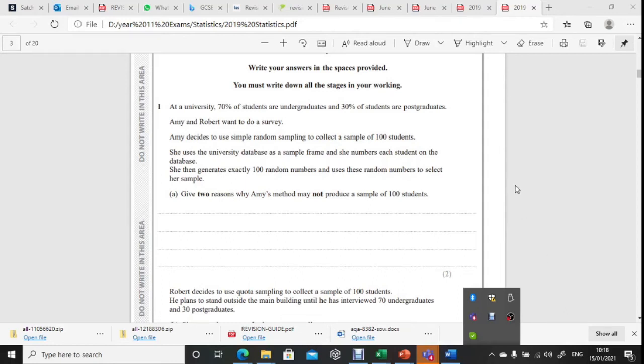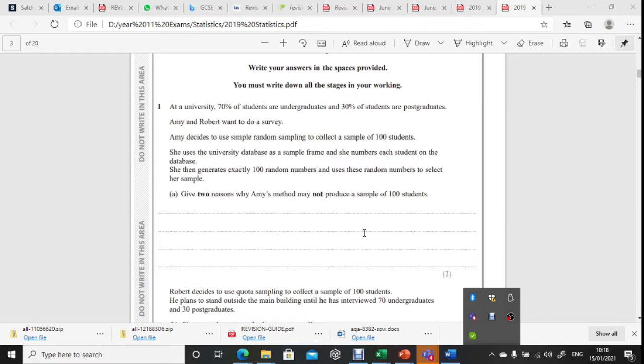At a university, 70% of students are undergraduates and 30% are postgraduates. Amy and Rob want to do a survey. Amy decides to do random sampling to collect a sample of 100 students. She uses a university database as a sampling frame. She numbers each student on the database. She then generates exactly 100 random numbers and uses them to select a sample.